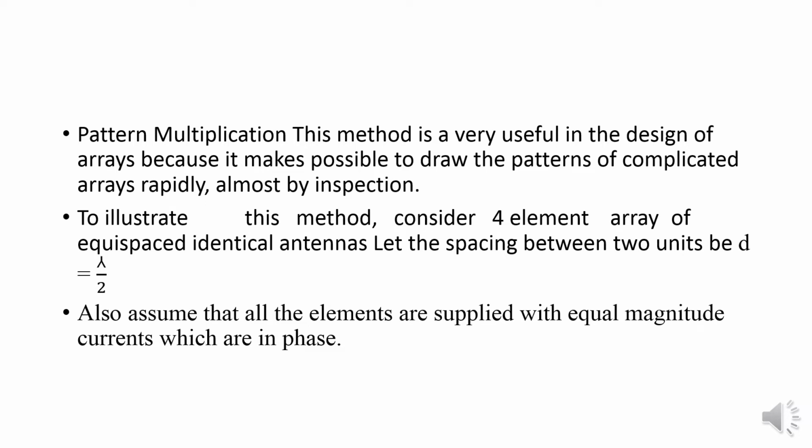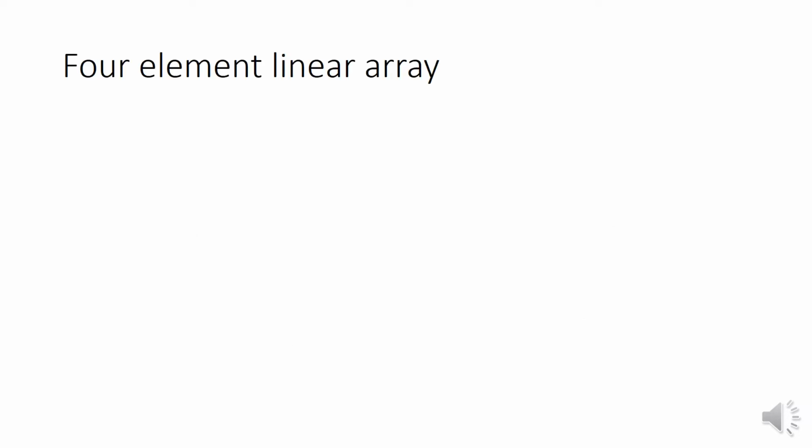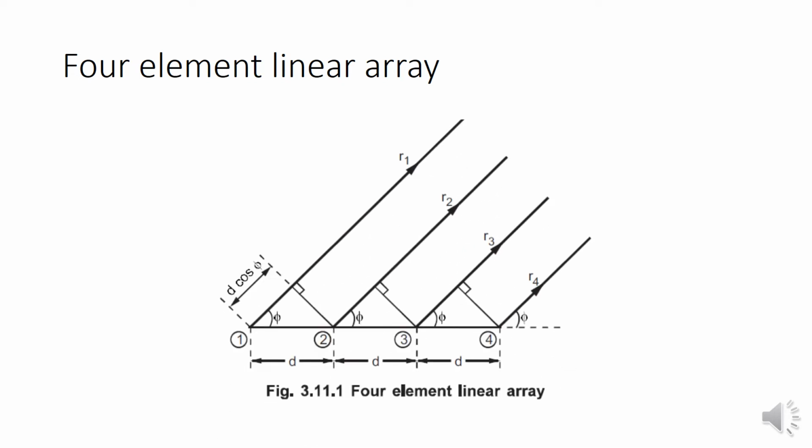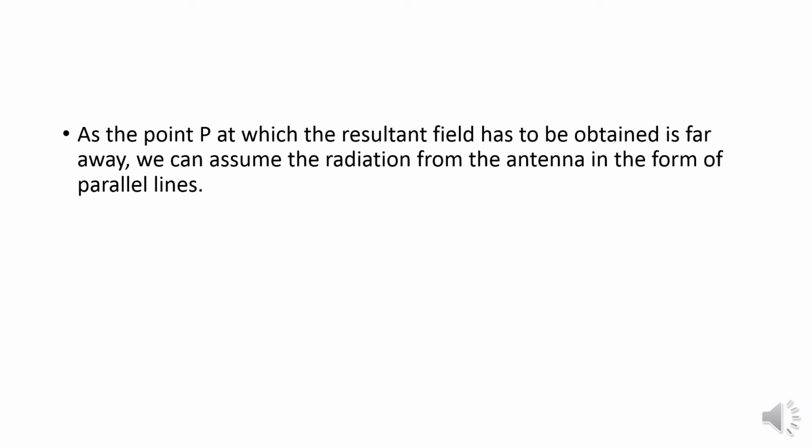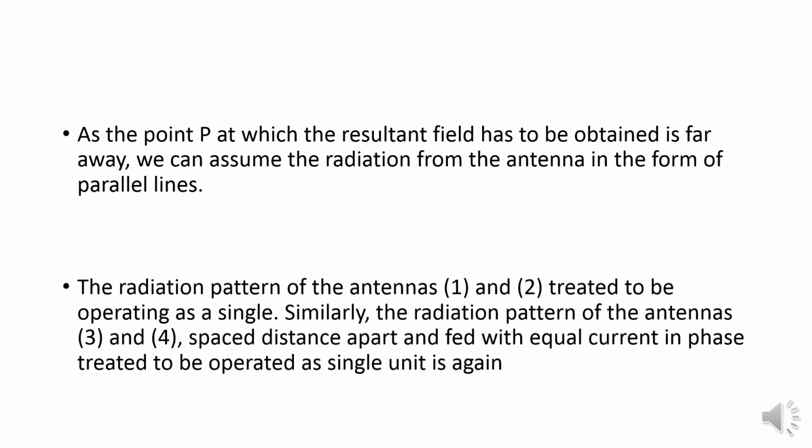Now we are going to assume that all the elements are supplied with equal magnitude currents, which are in phase. Now this is the structure of the 4-element linear array. So we have 4 elements, R1, R2, R3 and R4, placed at equal distance, and the path difference between them is taken as d cos theta. The point P is the resultant field point, obtained far away, so we are going to assume that the radiation from the antennas arrives in the form of parallel lines.